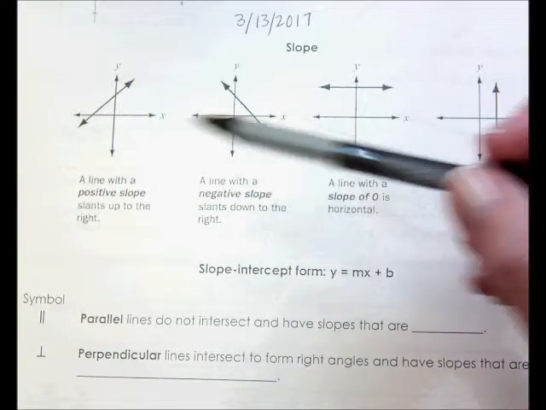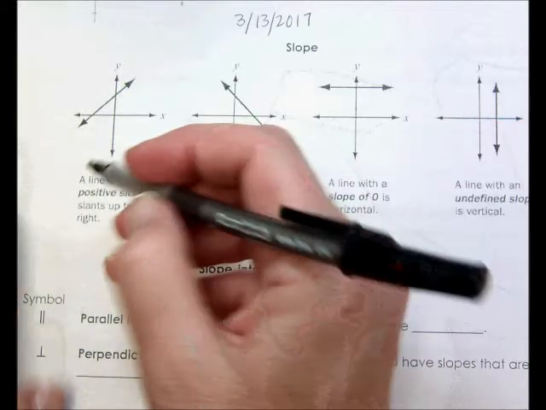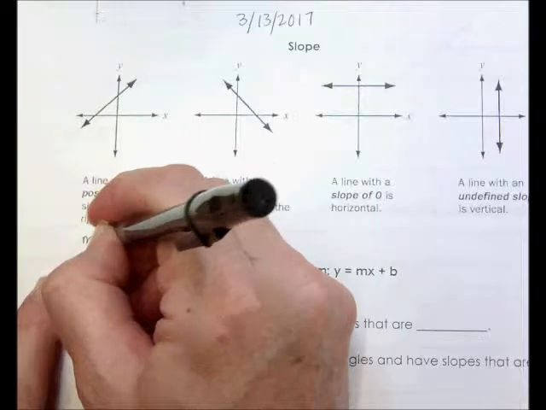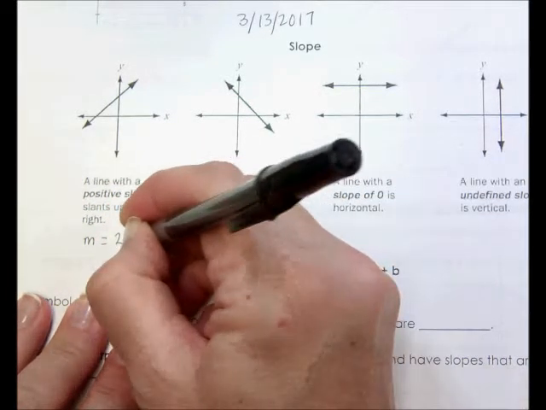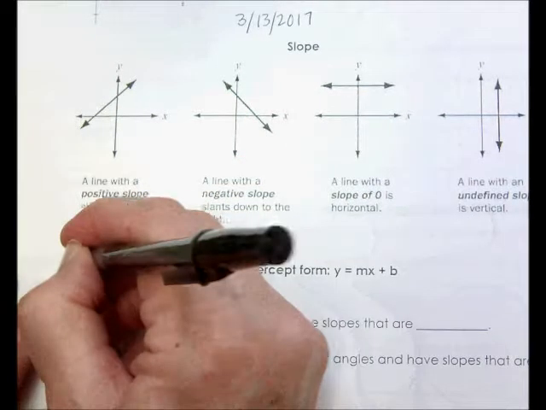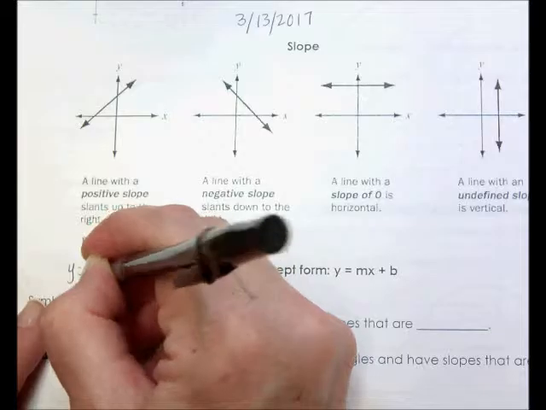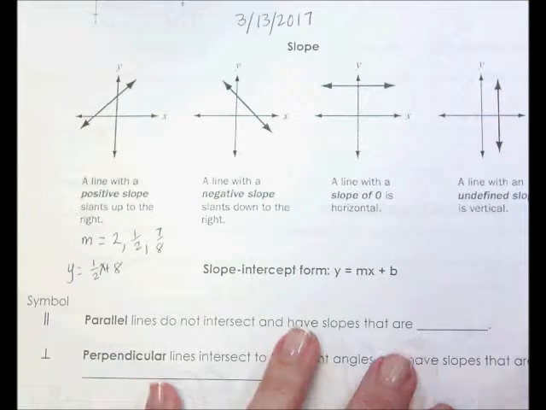So this is an example of a line with a positive slope. In this case, m is always represented by the slope. I can have m is equal to 2, or m can be 1/2, or m can be 7/8, and an equation of a line would be like y is equal to 1/2 x plus 8. That would be an example.